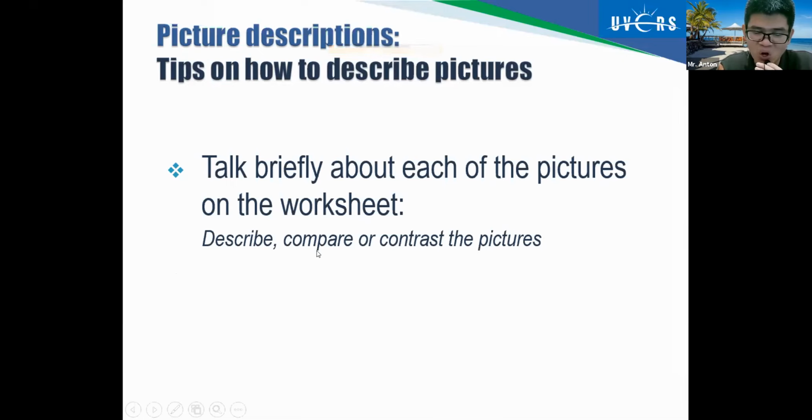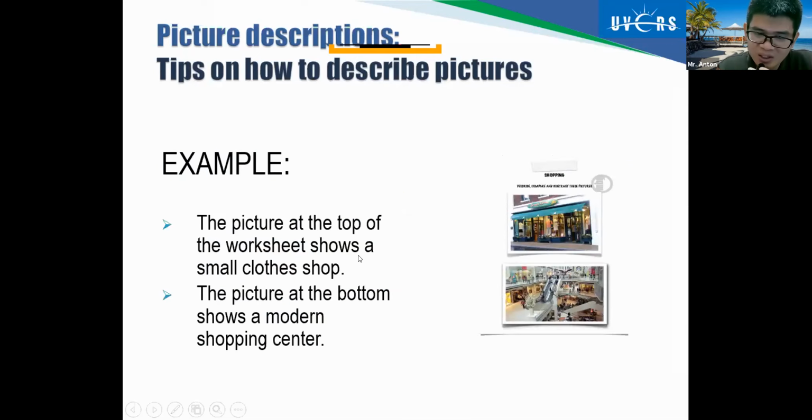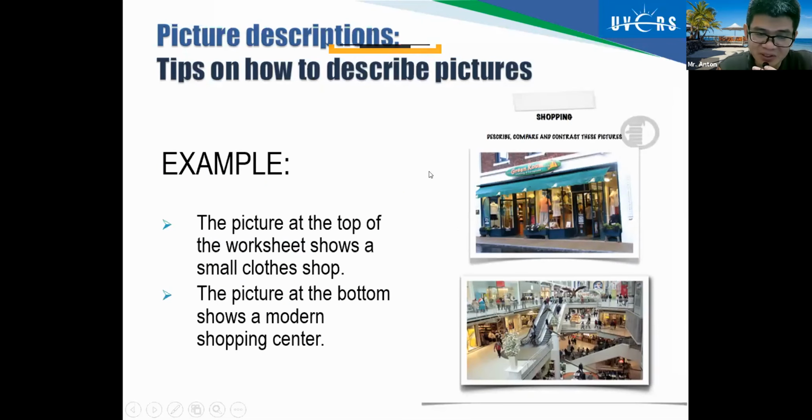But for comparing and contrasting, you can use this if you use two pictures. If you use one picture, this is not an obligation for you to use. This is just optional. Do you understand what I mean? So, for example, the picture at the top of the worksheet shows a small clothes shop, while the picture at the bottom shows a modern shopping center.